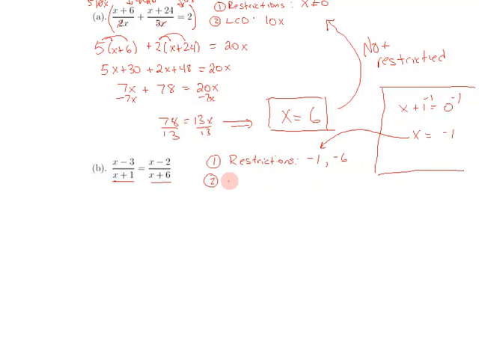Second thing you need to find is the LCD. In some cases, you'll have to factor. In this case, fortunately, all we've got to do is list each factor to the highest power that it appears. So x plus 1 will be included, and x plus 6, both of the first power, and multiplied together. So now we take the LCD, and we're going to multiply both sides of this by that LCD.